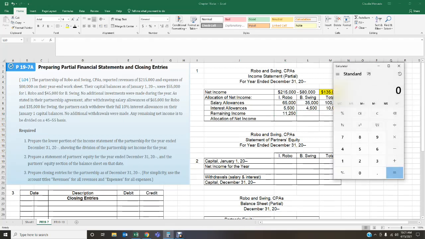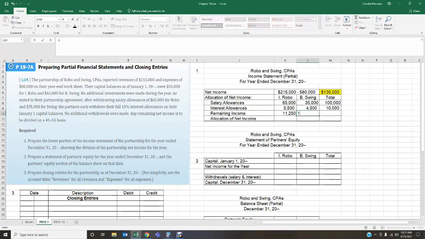Now Swing is going to get, remember we had $25,000 remaining that needed to be distributed, and Swing is getting 55% of that. That's going to give me $13,750. And then we're going to add those together.